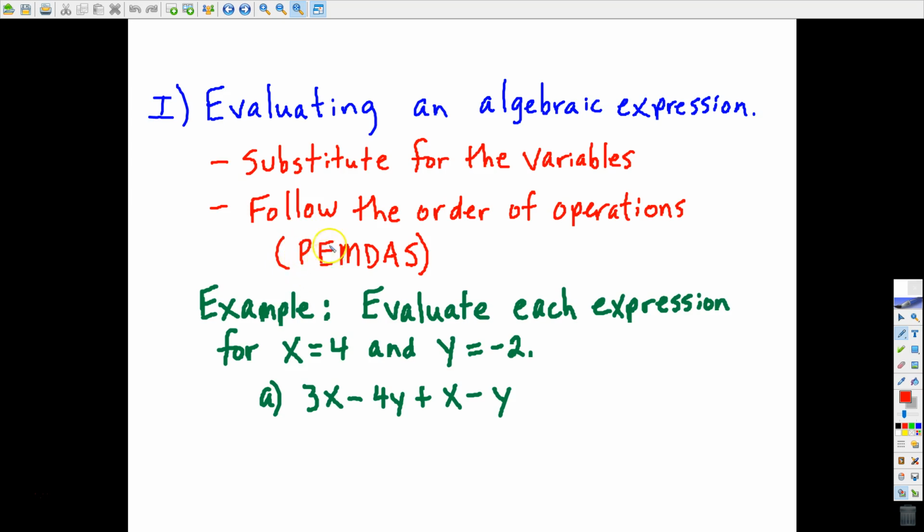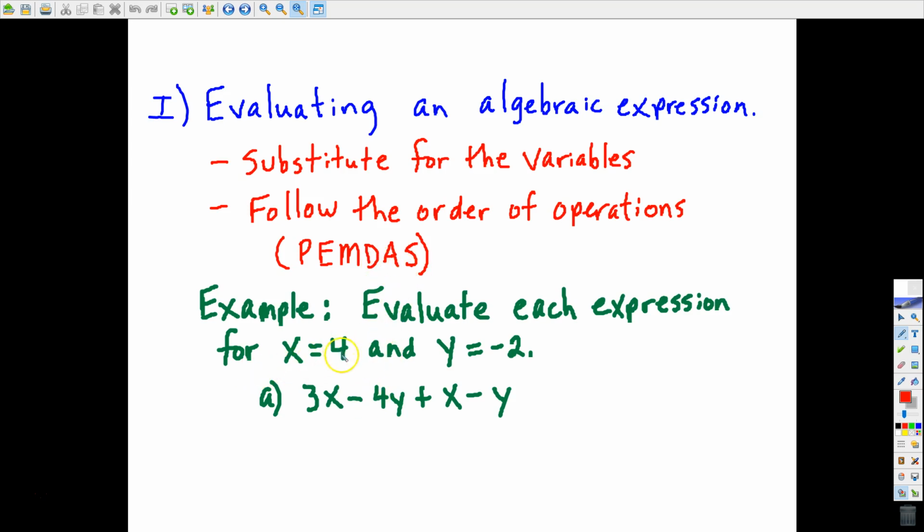Then we move on to exponents. We'll simplify those. Then we will take care of any multiplication or division, moving from left to right through our expression. And then finally, if we have any addition or subtraction, those will need to be taken care of from left to right.